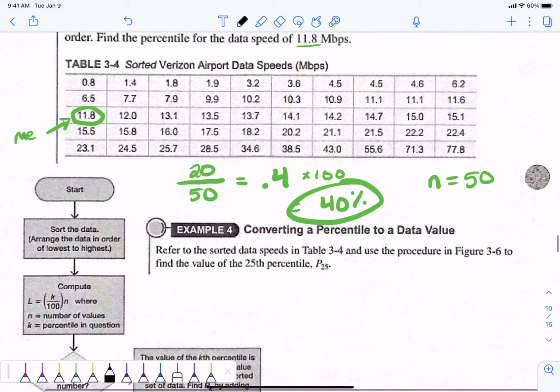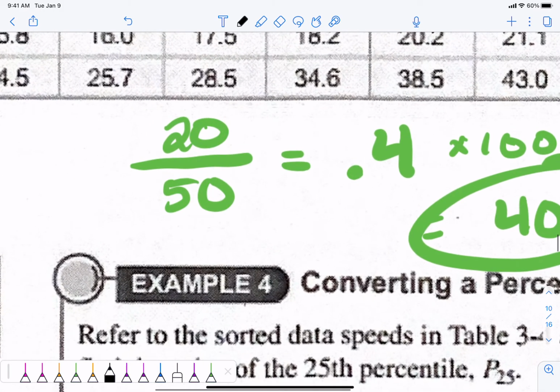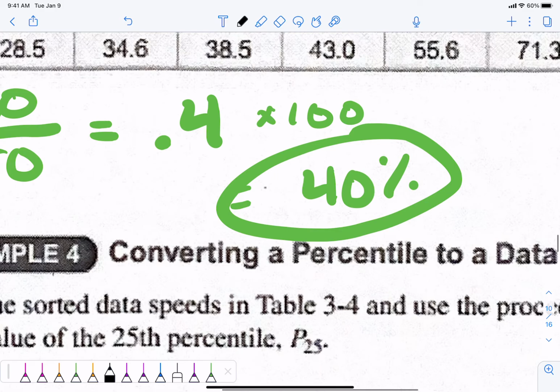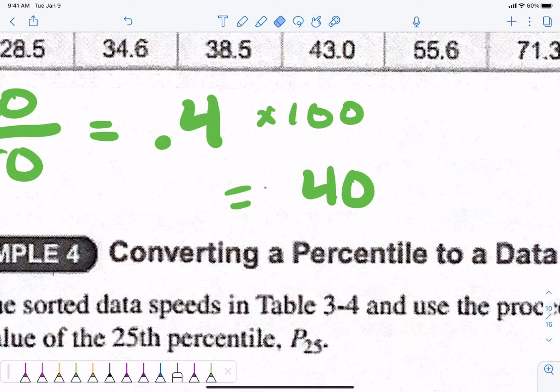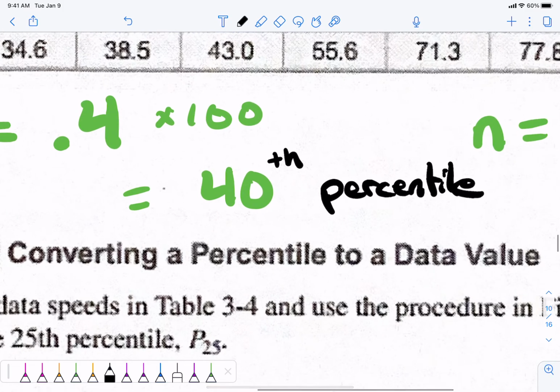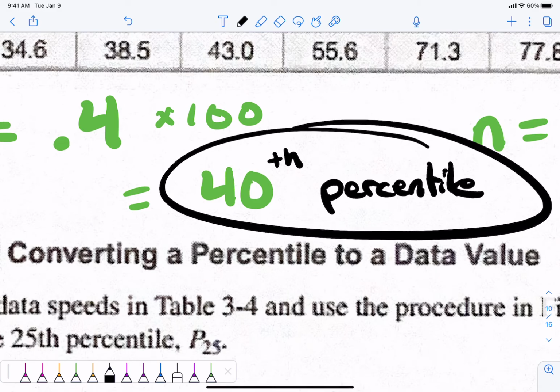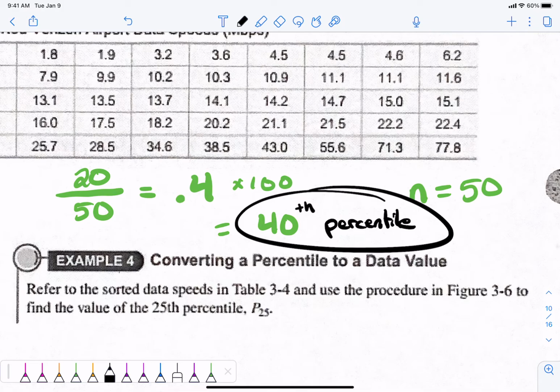So yesterday we said that 11.8, if that's our data value, there were 20 numbers that were less than us out of a total of 50, which is the 40th percentile. I'm going to change that on your notes. Instead of saying 40%, because percent isn't the same thing as percentile, change it so that it says 40th percentile. So we'll call it that rather than putting the percent symbol behind it. Does that make sense? It's the 40th percentile, not technically 40%. So change that a little bit on there.